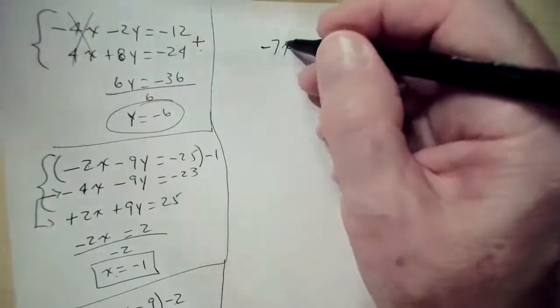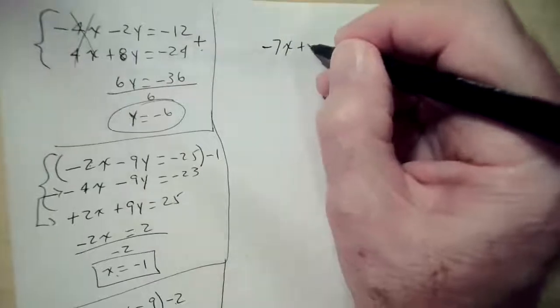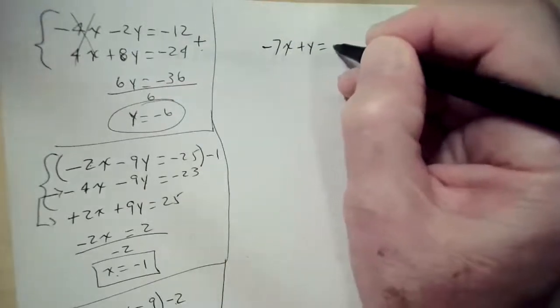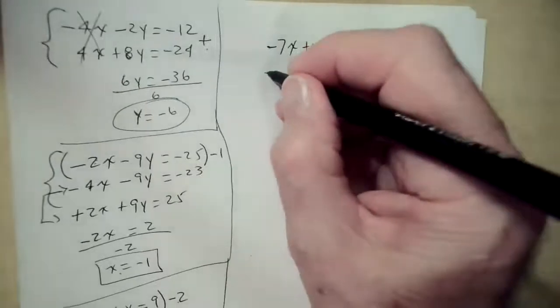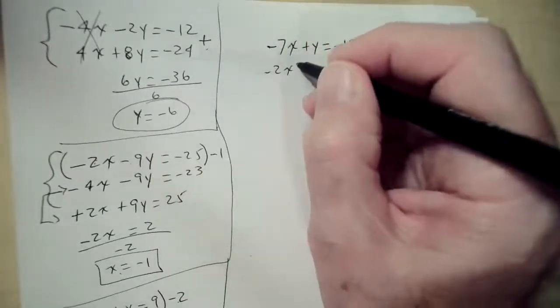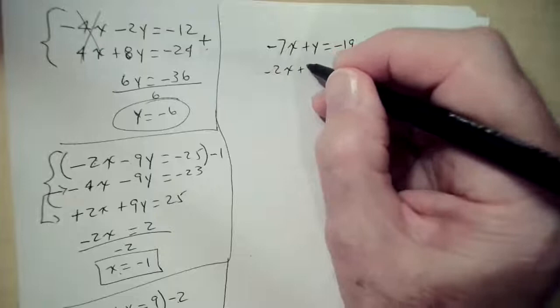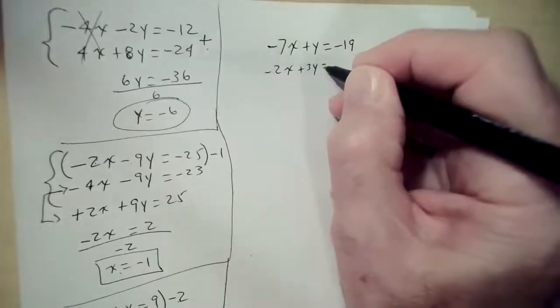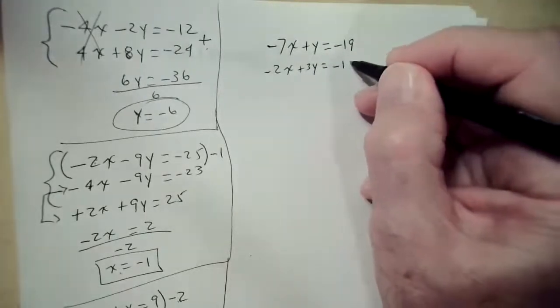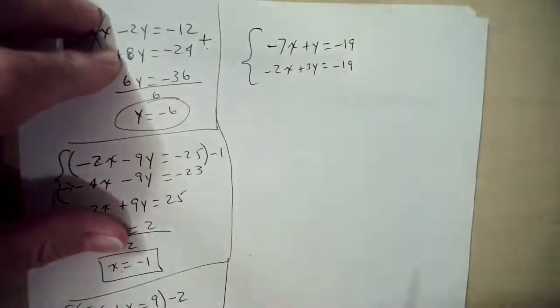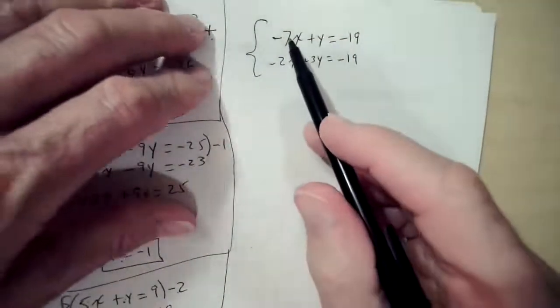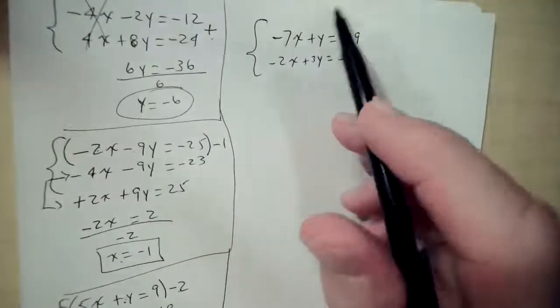Okay, let's do this one. Negative 7x plus y equals negative 19. And negative 2x plus 3y also equals negative 19. What could be more fun? System of equations.